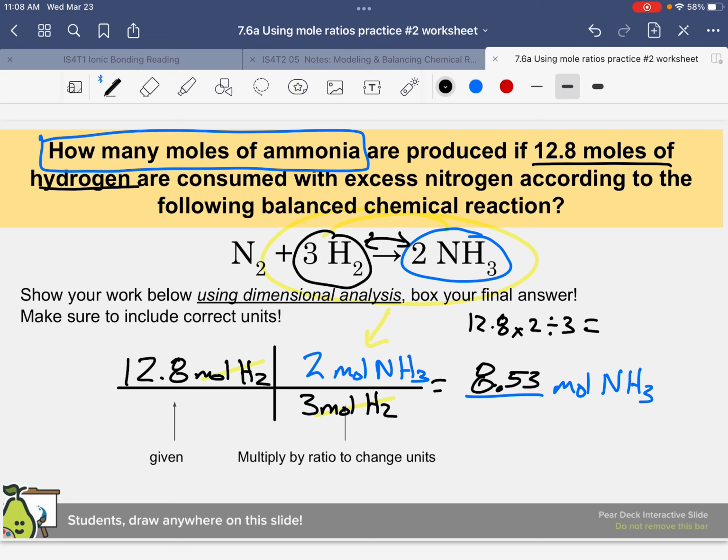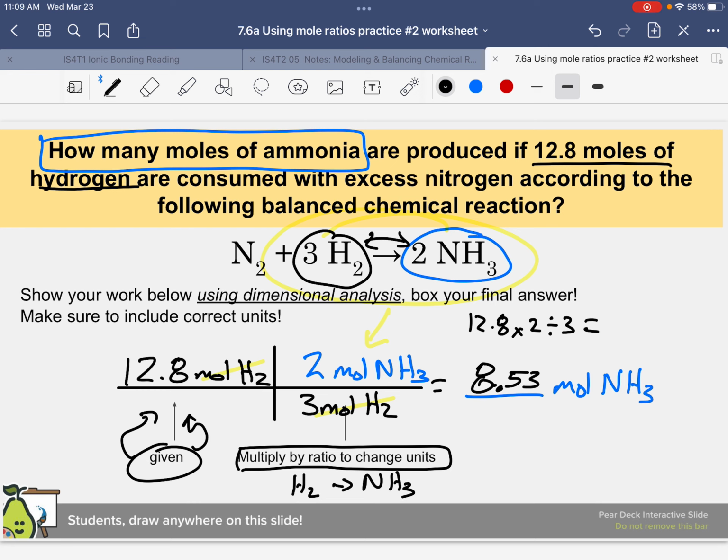Again, what you're going to do is always take your given value from the question, and you're going to multiply by the ratio to change your units. Since we're trying to go from hydrogen to ammonia, I know that I need to use a balanced chemical equation, because the only way I can change hydrogen to ammonia is not by magic, but by some chemical reaction.